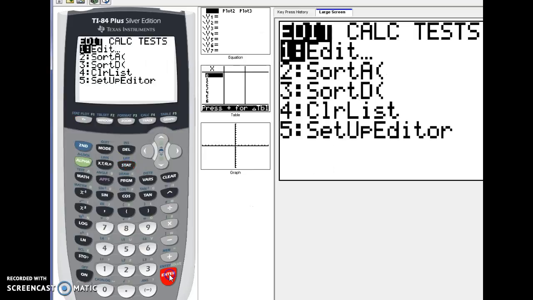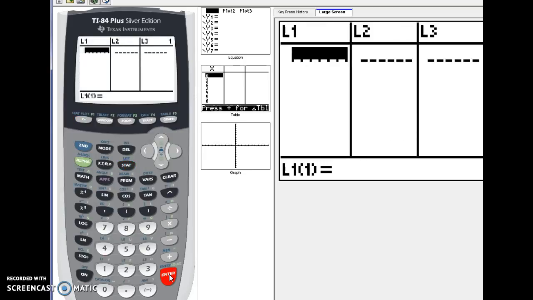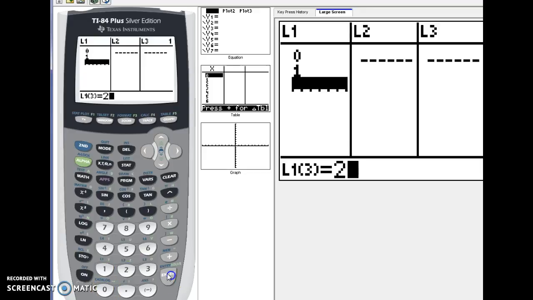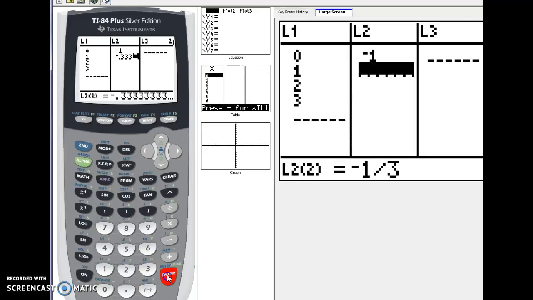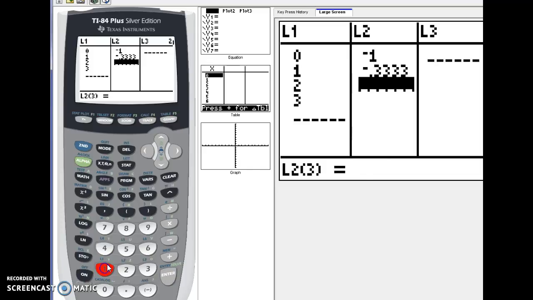So we go to stat, enter in the calculator. Make sure that you pause so that you can do this as well, or rewind if I'm going too fast. We're going to put 0, enter, 1, enter, 2, enter, 3, enter. I'm doing table 1 on it. -1, enter. -1 divided by 3, enter. And notice that it changes it to a decimal, and that is fine. The next one's 1 divided by 3, enter. That one also changes it to a decimal. And then 1, enter. So that is table 1.